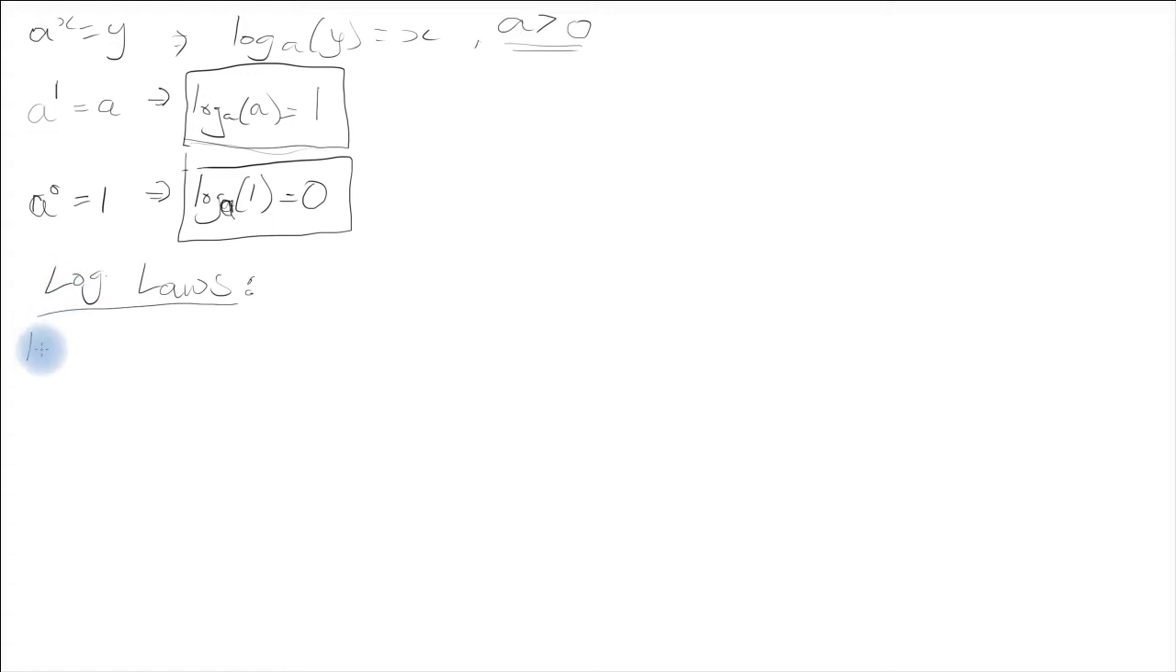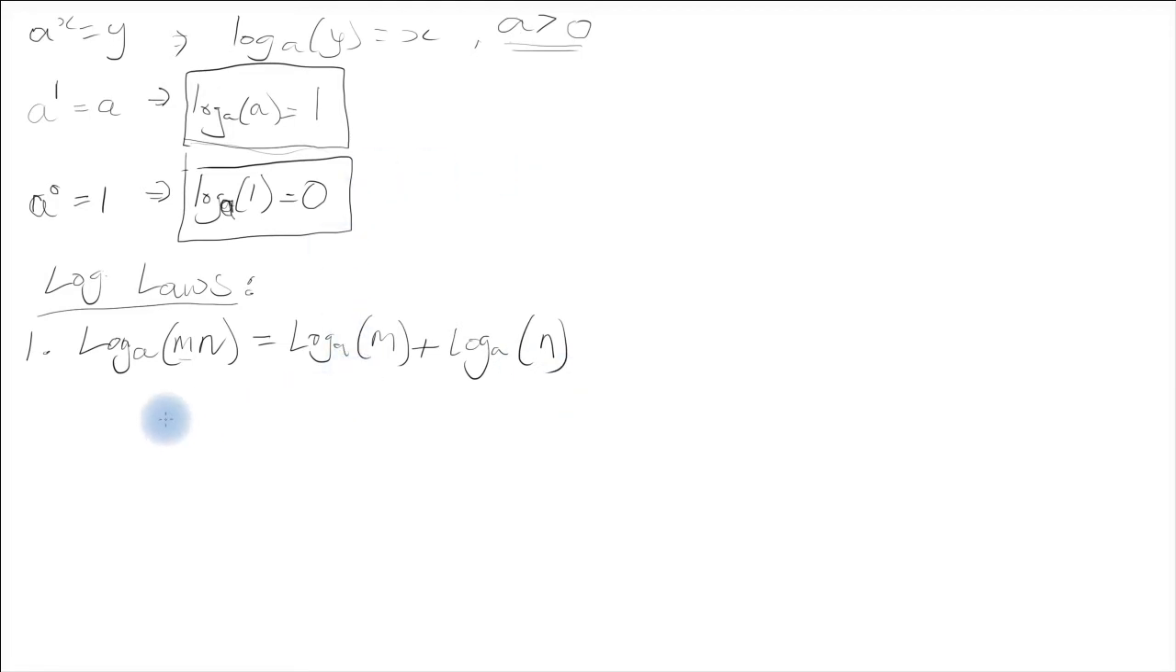First up, if you have logarithm to the base of a certain number, let's call it a, of a number times another number, then you can actually break this up into 2 logarithms. Now these logarithms have to have the same base, so they all have to have the base a. So logarithm of this first number, m here, and then add on logarithm, same base again, a, of n. Okay, so that's the first log law.